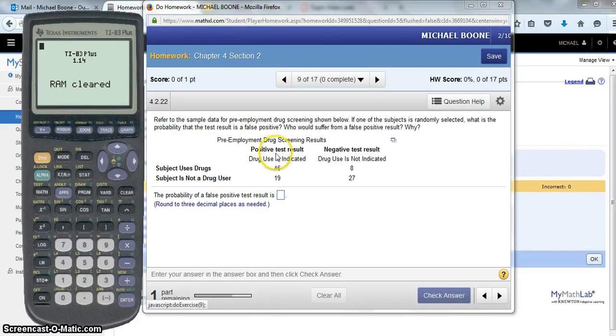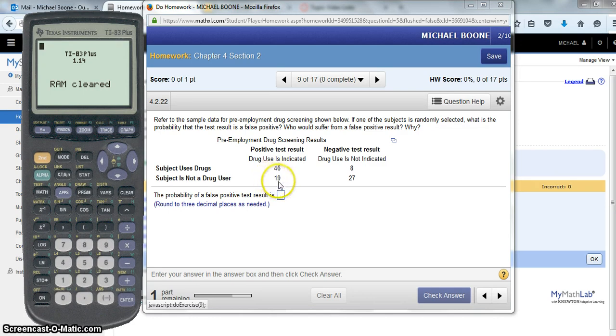So, a false positive. This one says a positive result, so we're looking at this column. A false positive: if the subject uses drugs and they tested positive, that means they used drugs. So there were 19 who are not drug users that tested positive. So what is the probability that the test result is a false positive?